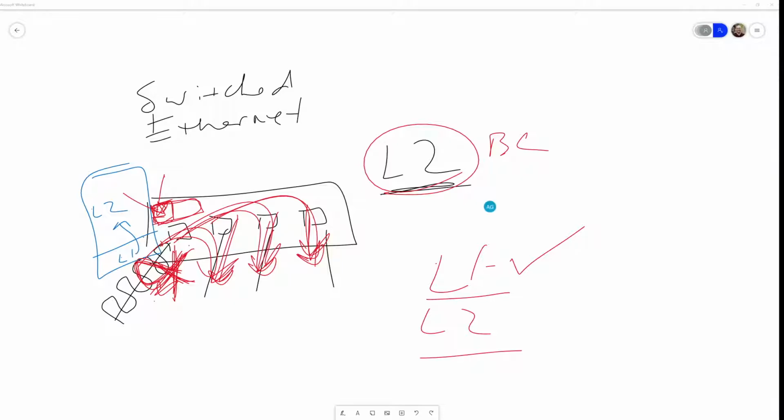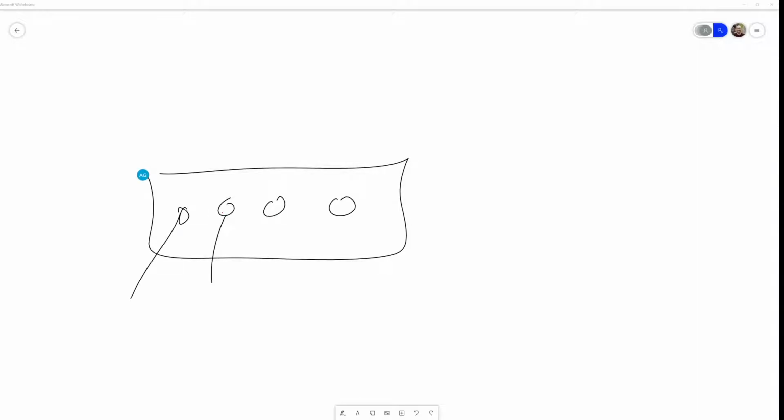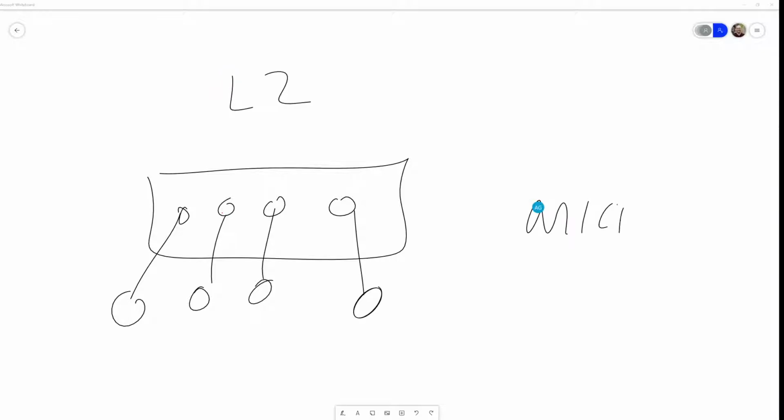Now, something else that a layer 2 device can do. First, I'll mention that the whole idea, I'll just draw these ports like this, going to computers. The whole idea that this layer 2 device no longer propagates a signal to every port came to be known as micro-segmentation. You're micro-segmenting the network into these micro segments, okay?